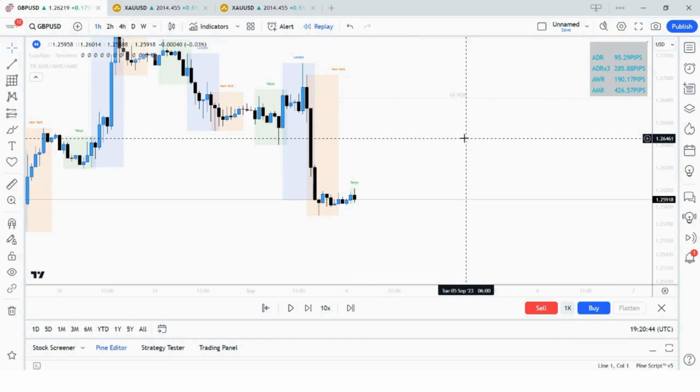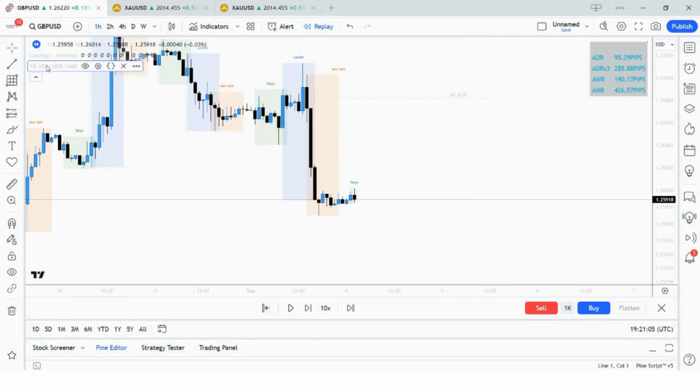It also displays the AWR, which is the average weekly range. This is the same concept as the ADR, but this time it displays how far this week price is expected to move. And it also displays the AMR, which is our average monthly range. And this is the same concept as the ADR, but this time is how far we expect price to move this month, right?